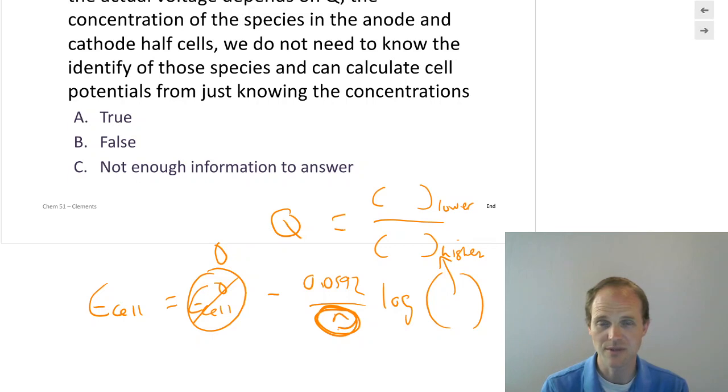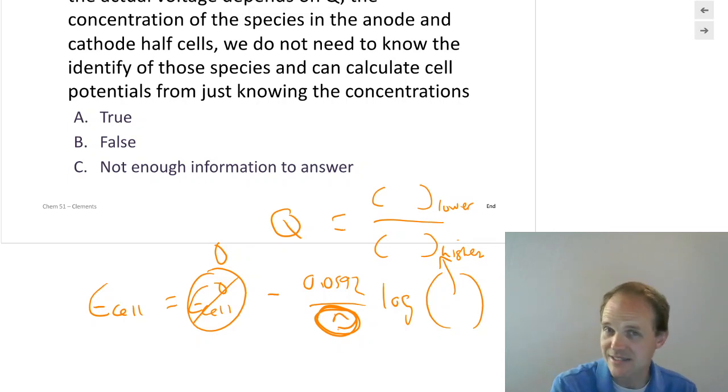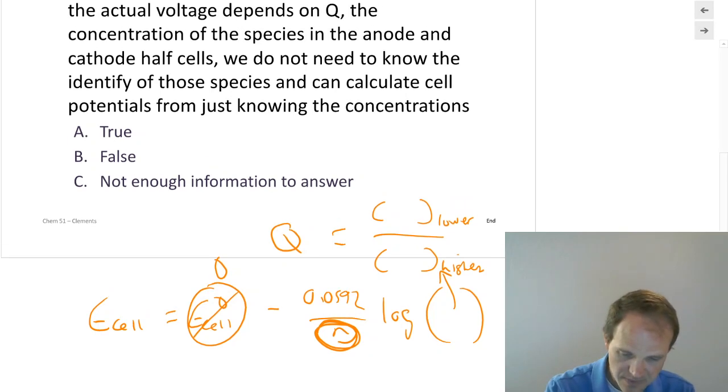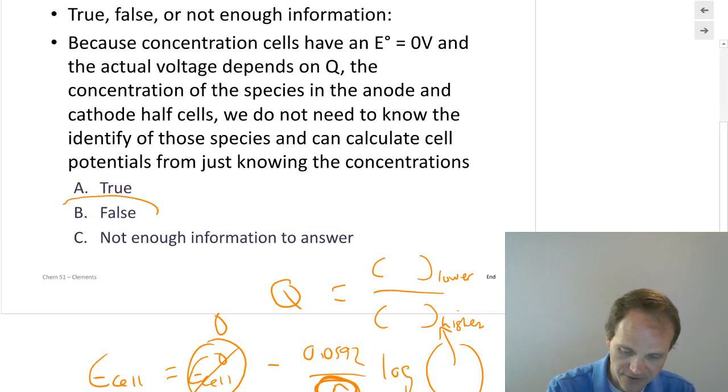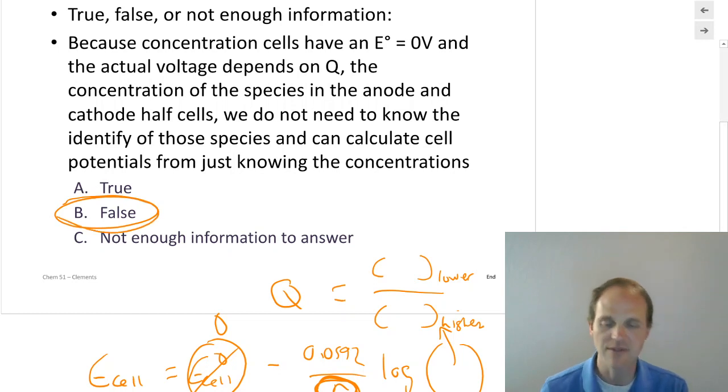But what if we were doing something that only changed charge by 1? Then it would be 1. What if we did something that changed charge by 3? Then it would be 3. So we do need to know the identity of these species, or at the very least, how many electrons there are. So I'm going to call this false. We do need more information.